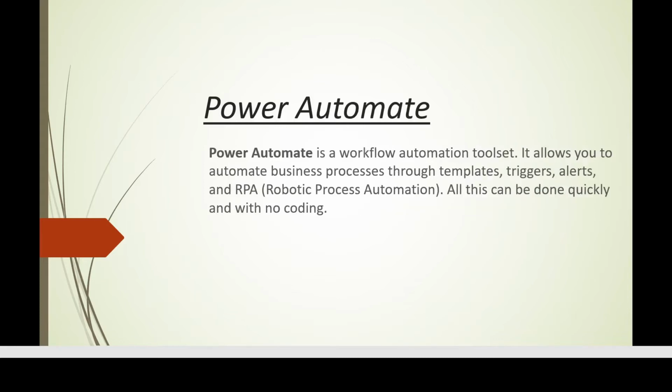Now let's understand what is Power Automate. Power Automate is a workflow automation toolset. It allows you to automate business process through templates, triggers, alerts, and RPA, that is robotic process automation. All this can be done quickly and with no coding.